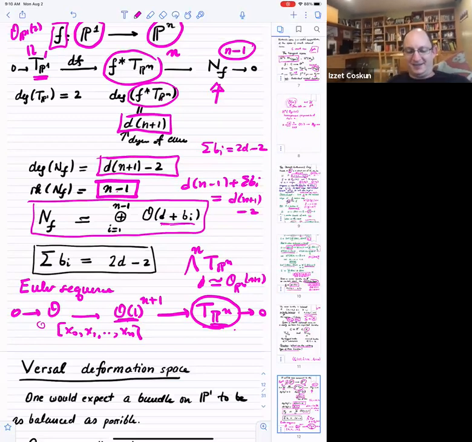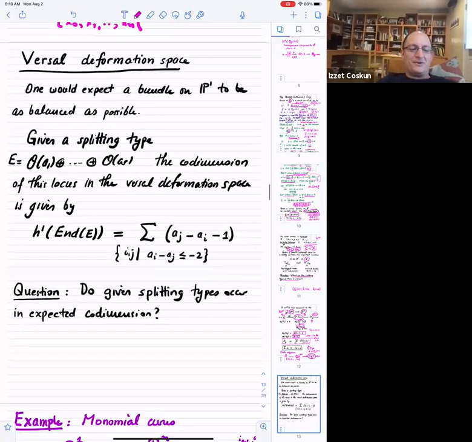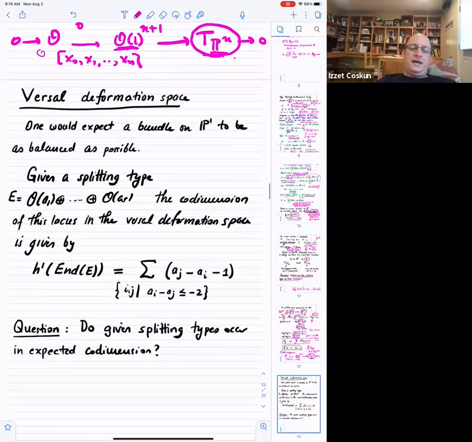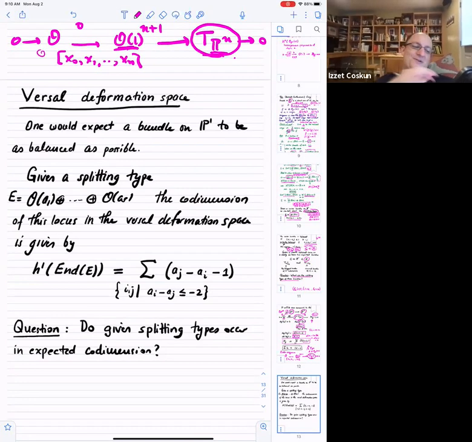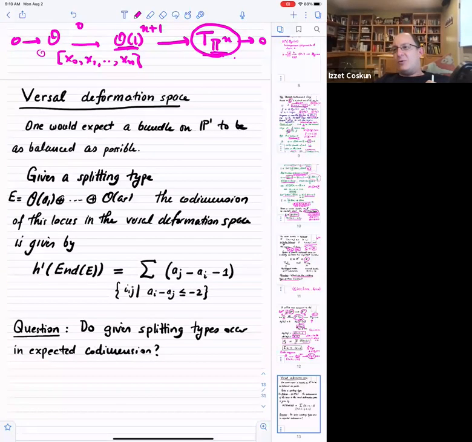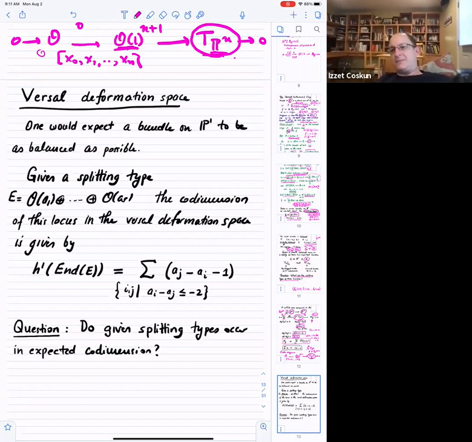Let me make one other sort of highbrow remark. If you have a bundle on P1, so somebody walks up to you and says, guess what bundle I have on P1, without giving you any other information. Your life depends on this. Tell me what bundle you have on P1. What would you guess? Of course, you would guess that the bundle would be as balanced as possible, right? So what does that mean?